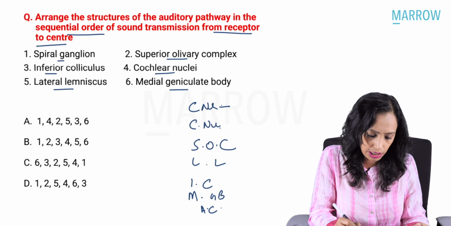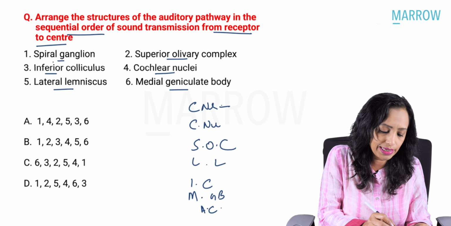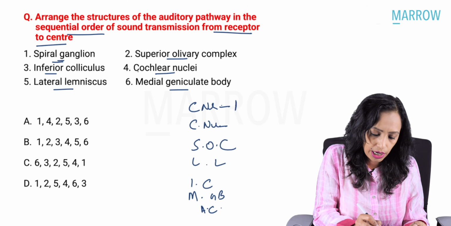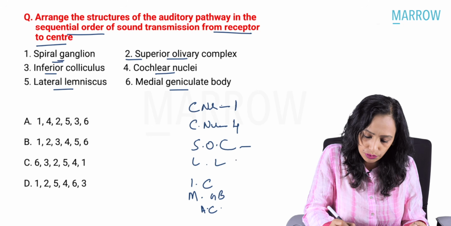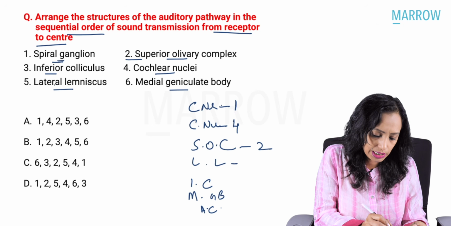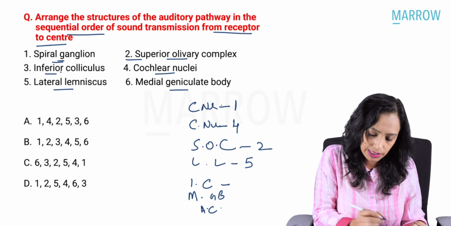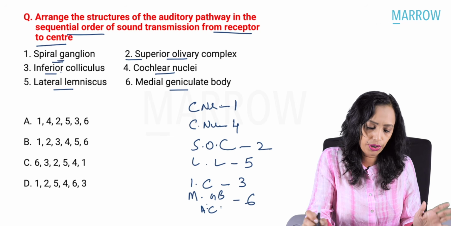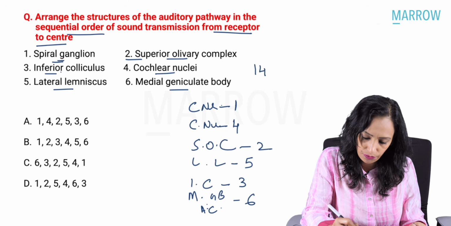So first is cochlear nerve. Where is that? Cochlear nerve is not given here. What is given, but? Yes, spiral ganglion. That is the ganglion for the cochlear nerve. So that is 1. Second is cochlear nuclei. Cochlear nuclei is 4. Superior olivary complex, where is that? So that is 2. Lateral lemniscus is 5. Inferior colliculus is 3. Medial geniculate body is 6. Auditory cortex has not been mentioned. So if we write this order, it is 1, 4, 2, 5, 3, 6.